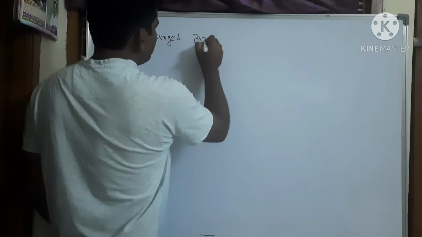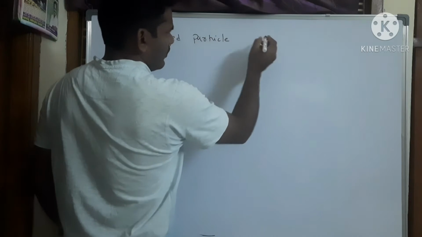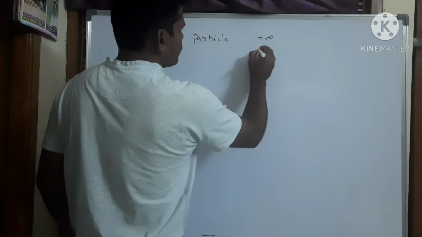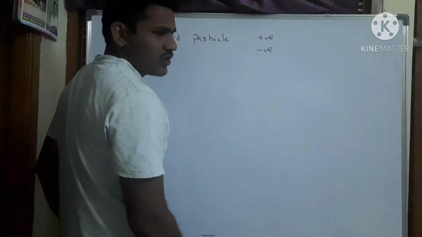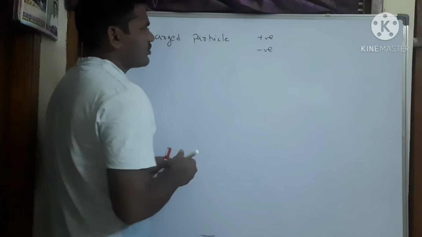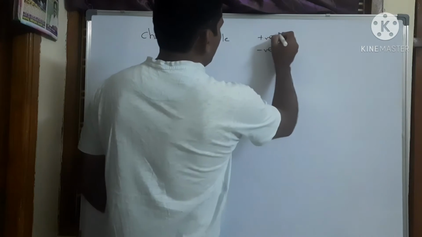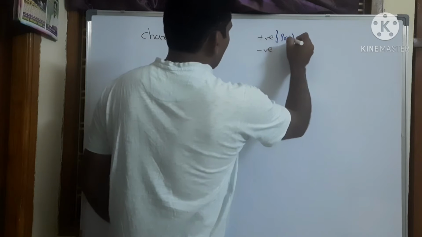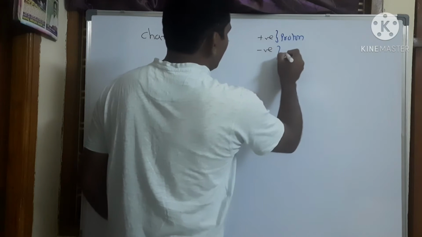what do you mean by a charged particle? A particle that may have a positive charge, or a particle that may have a negative charge. I think all of you know the charged particle having positive charge is called a proton, and the particle having negative charge is called an electron.